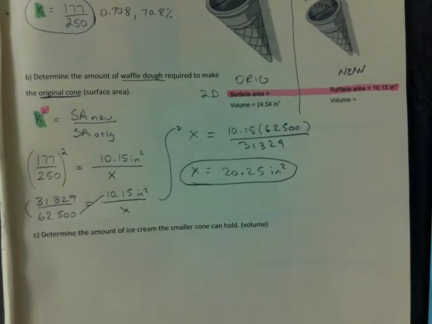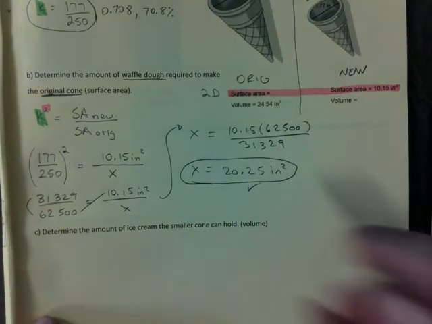Does it make sense that the surface area is greater of the bigger cone? Yes, it does, right? I'm always double checking. So this is good. I got that figured out.